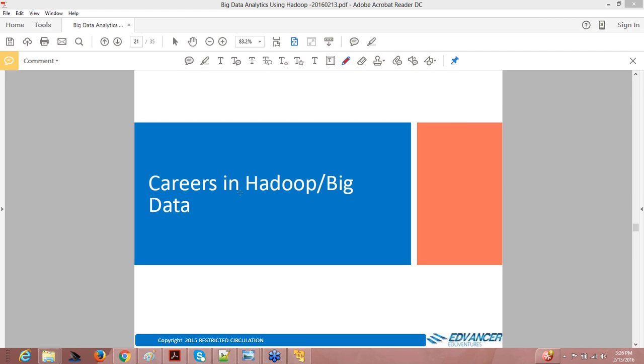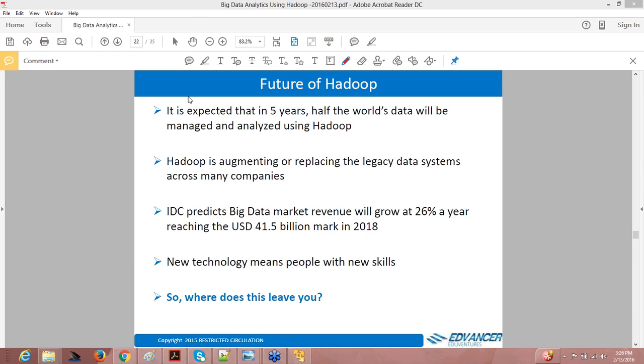Now we're gonna talk about the careers in the Hadoop and big data space. And I'll request our team member Lalit to give insight into these aspects.